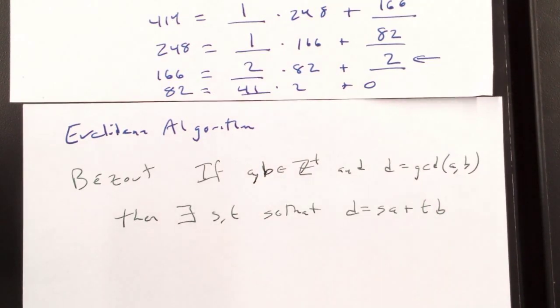If A and B are positive numbers, and D is their greatest common divisor, then there are two other integers, S and T, so you can write the greatest common divisor D as a combination of A and B: S times A plus T times B.